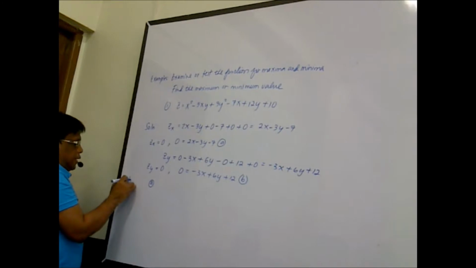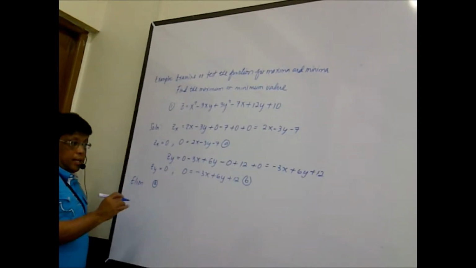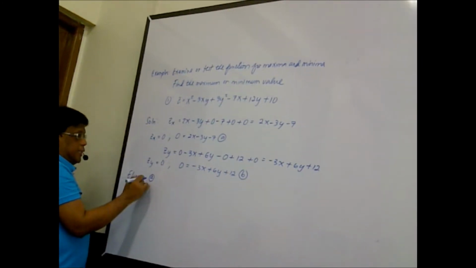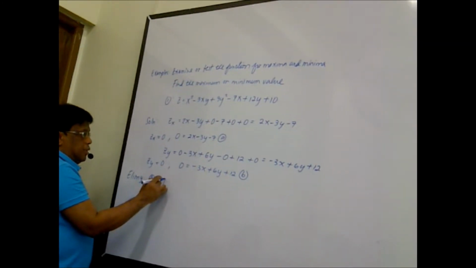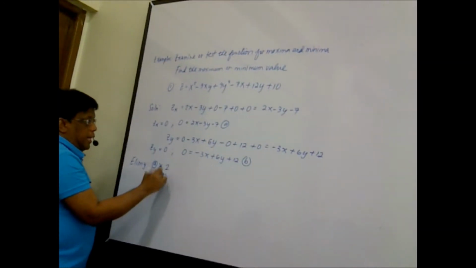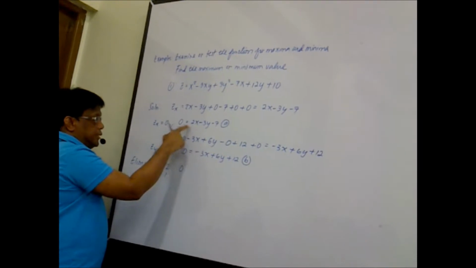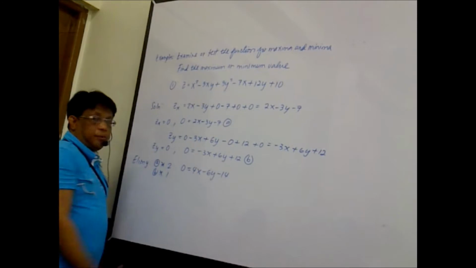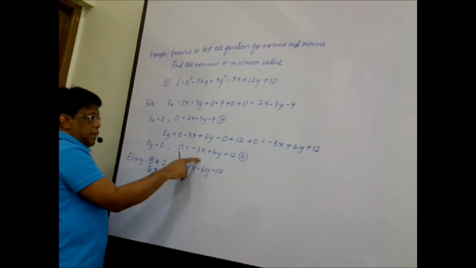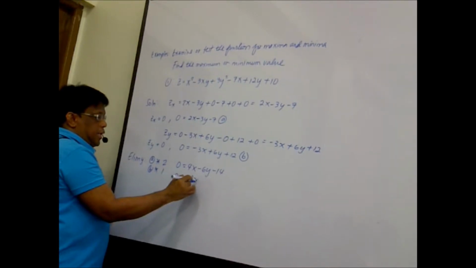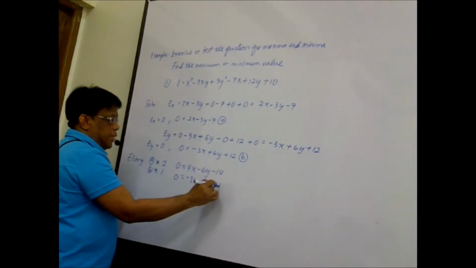So what are you going to eliminate here? Solve for x or solve for y? If you want, you can eliminate y immediately, right class? And that is equation A multiplied by 2 and then equation B multiplied by 1. So what do we get here now, class? 2 times 0 is 0 equals 4x minus 6y minus 14. While for B, we have equation B multiplied by 1, so this is 0 equals negative 3x plus 6y plus 12.